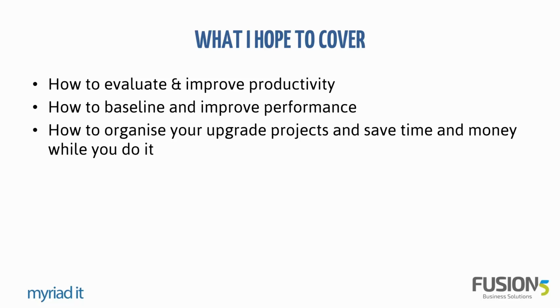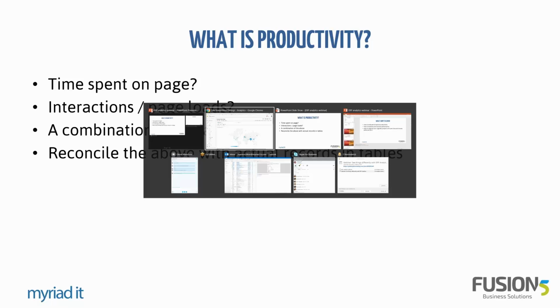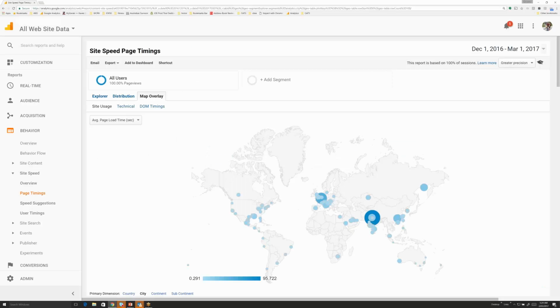So once again, we're going to look at how to improve and evaluate productivity. Now, when I talk about productivity, it's more about how much time your users are spending on a page. So how much time they're spending on the sales order entry page or the GL pages or work order pages. And then also how much they're interacting with the ERP. So I want to show you some functionality that we provide that gives you that information.